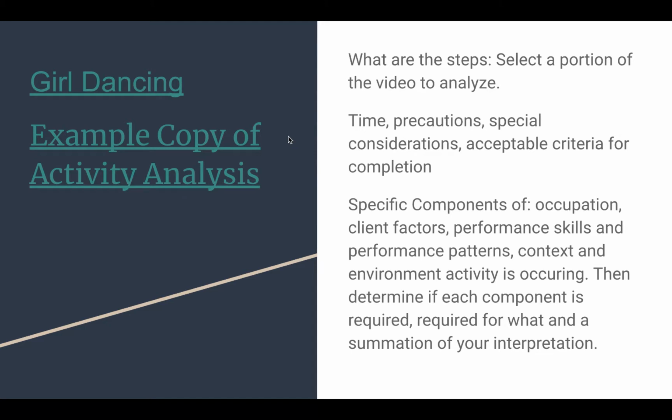We're going to be looking at how much time it takes, what the precautions are, what the special considerations are, and what the acceptable criteria for completion are. We're going to look at the area of occupation, the client factors, performance skills and patterns, context and environment, to determine if each component is required and in what way it was required. And then we're going to give a summary of your interpretation of that. So let's get started.